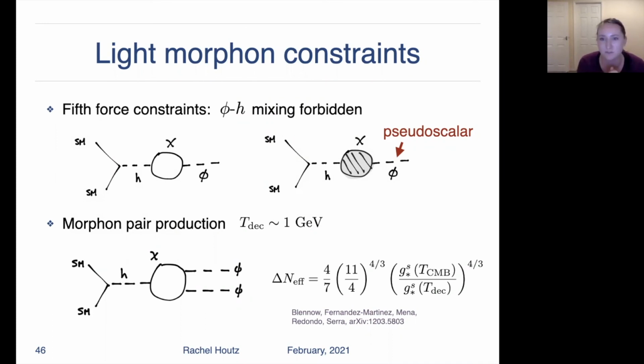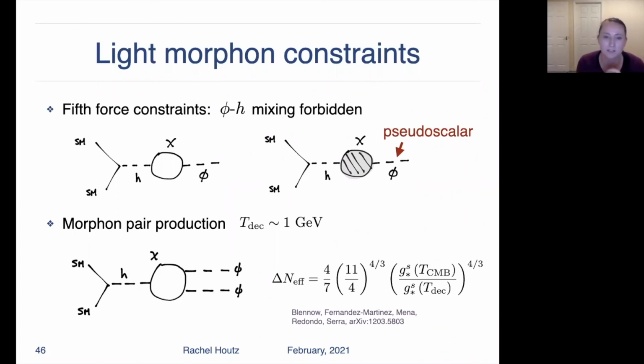But because it's a pseudoscalar, the fifth force constraints are such that this diagram is forbidden, right? Basically the morphon only talks to the dark matter, and the dark matter only talks to the standard model through the Higgs. So no matter what you do, even if it's not this one loop diagram and you have some other blob in the middle, you always have to deal with this mixing if it's one morphon production.